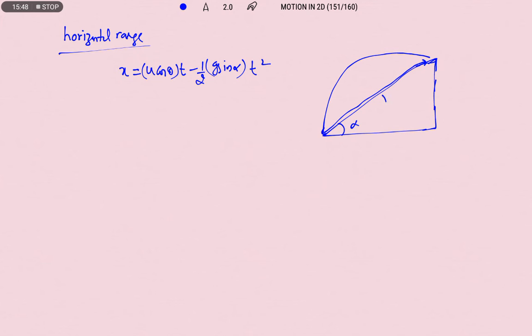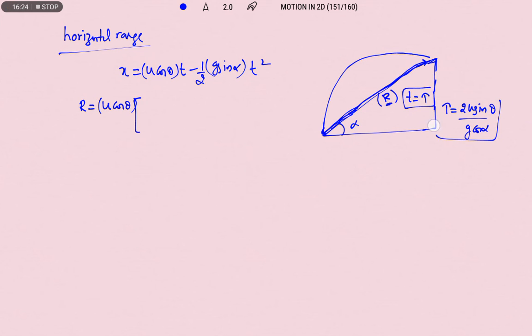If we are using the range in the place of displacement, the time for the range is known to be time of flight. To reach the same level of the inclined plane is known as time of flight. The time of flight I am going to substitute here to find the range. So R is equal to u cos theta. In the place of t, we replace the time of flight, that is 2u sin theta by g cos alpha, the time of flight expression. I am going to substitute this expression in the place of t here.